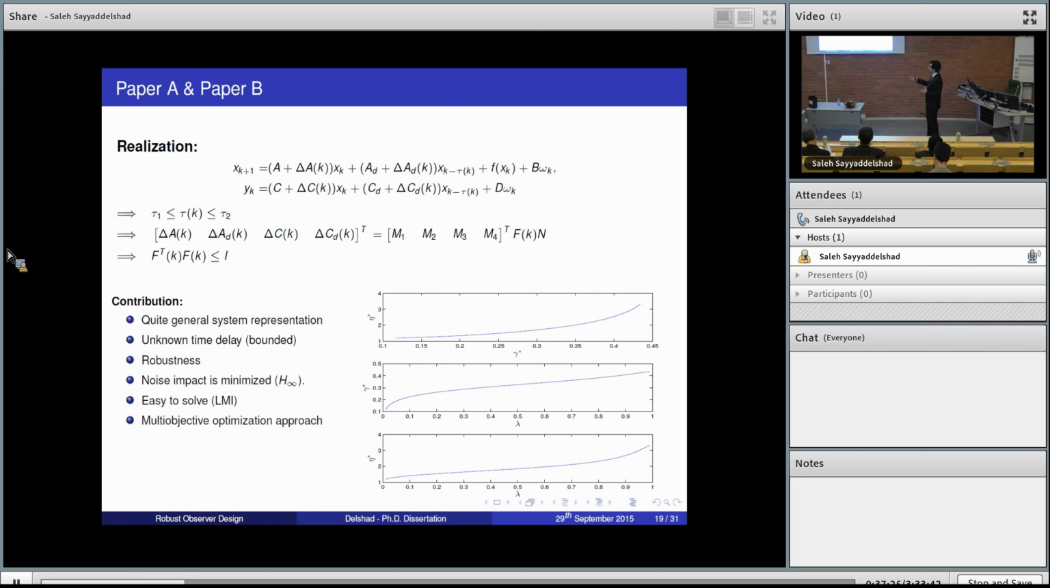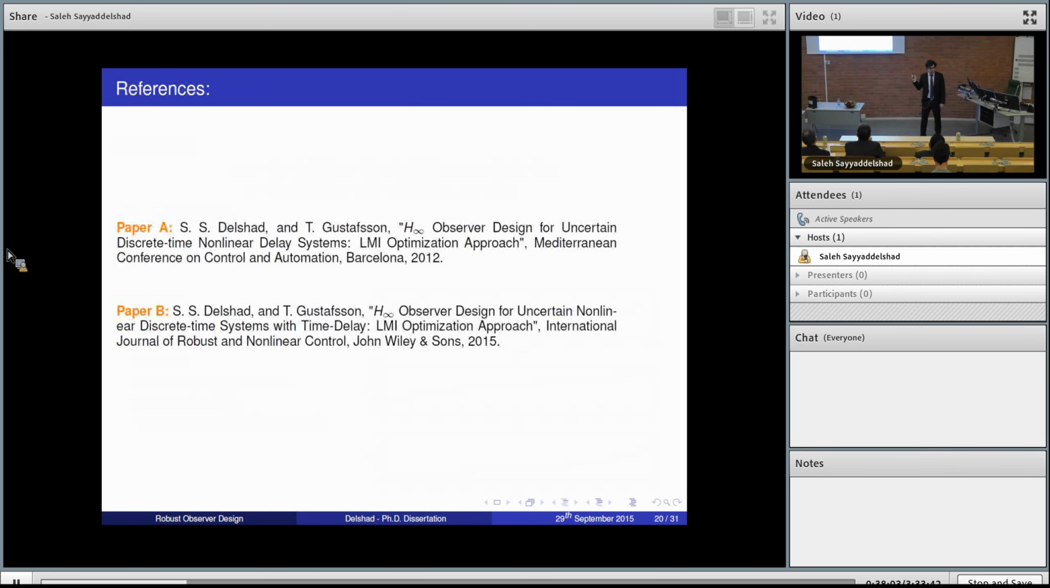We worked on the unknown time delay, which was bounded, we looked at the robustness issue of the observers, and we tried to translate our problem to linear matrix inequality problems. And in the last step, we proposed a multi-objective optimization problem. We have two objectives. We try to minimize the noise impact on the observer performance and to maximize the level of the uncertainty, and find the trade-off curves to tune the level of the uncertainty and the noise impact. And these are the references for this part.